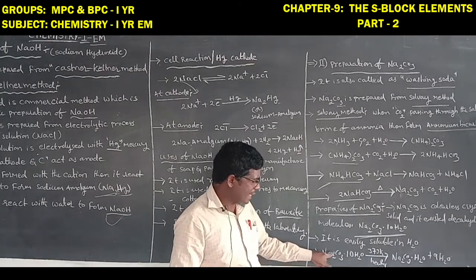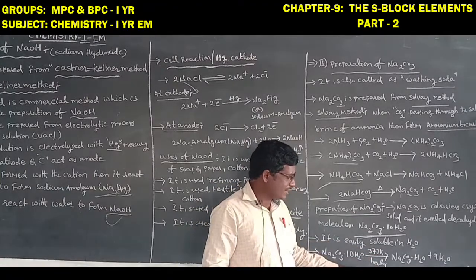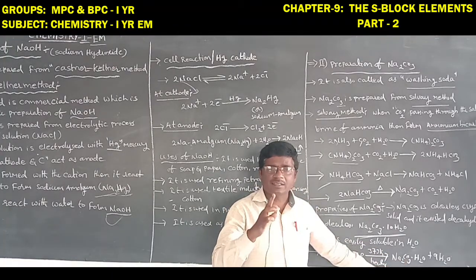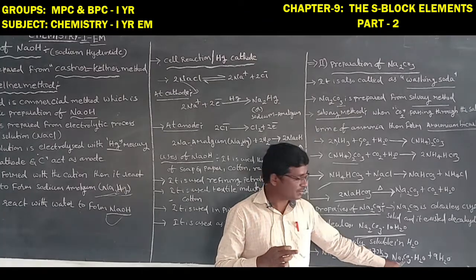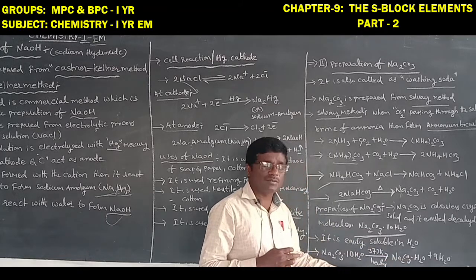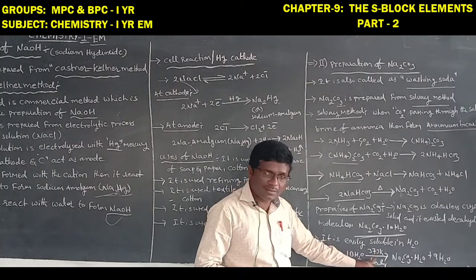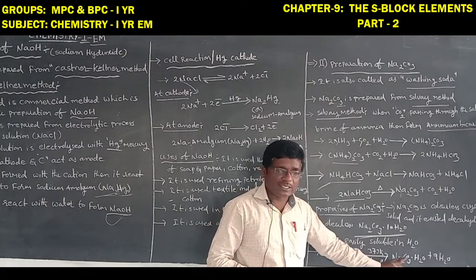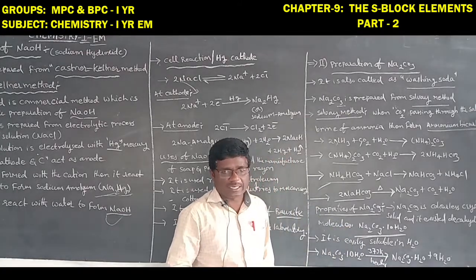Next, decahydrated sodium carbonate heated at 373 kelvins forms monohydrated sodium carbonate. Mono means single, only 1 mole of water molecule per sodium carbonate. That is the properties of sodium carbonate.